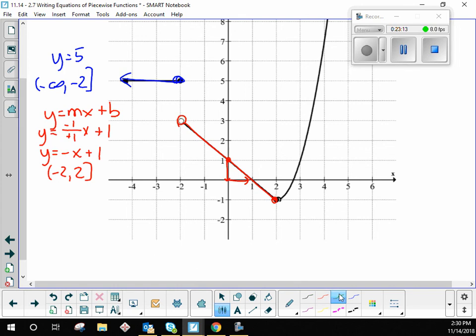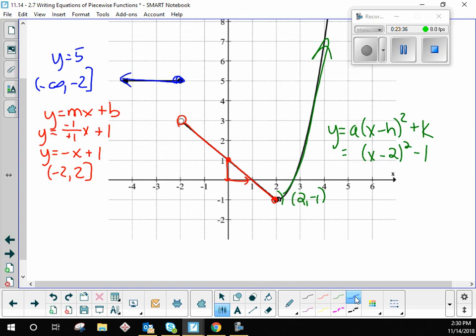And then this last part is a quadratic. So here's our general form. The vertex is 2, negative 1. So 2 goes in for h, negative 1 for k. And we have to figure out what the stretch or compression is. By the way, is A going to be negative? No, because it's not reflected down. So at least we know that part.